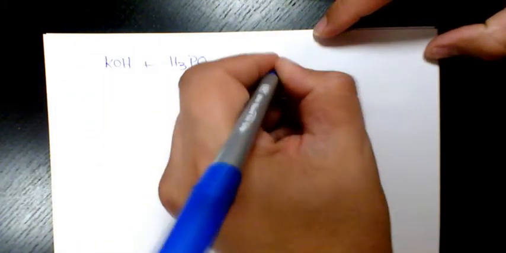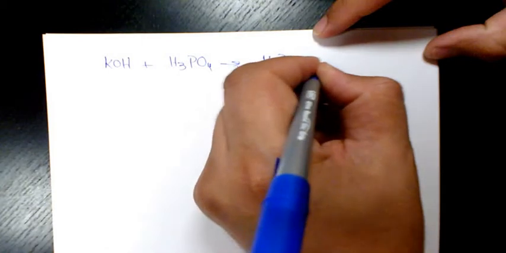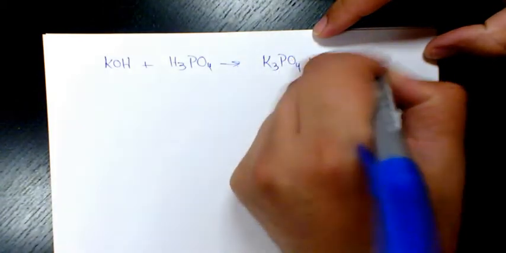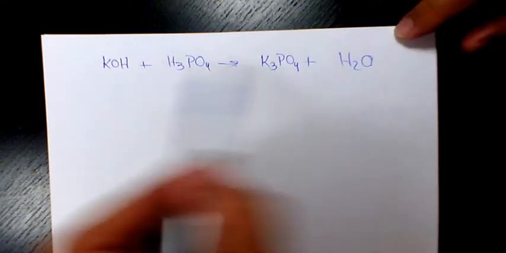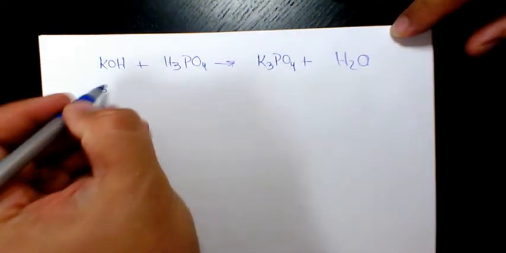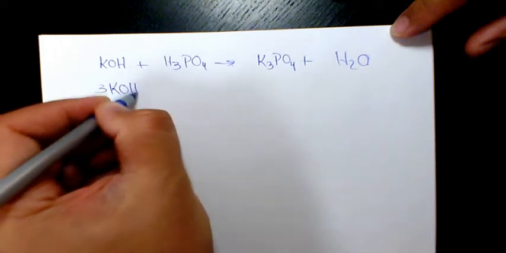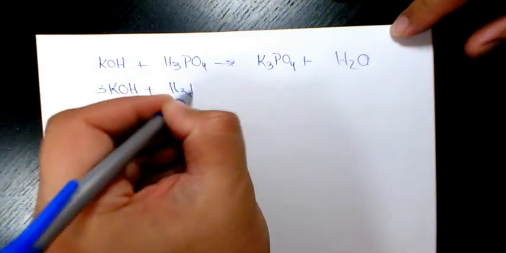Next one is KOH plus H3PO4, phosphoric acid. It's going to give us potassium phosphate plus water. So we start with potassium. We have 3 and we have 1, so I need to put 3 in here. 3KOH plus H3PO4.